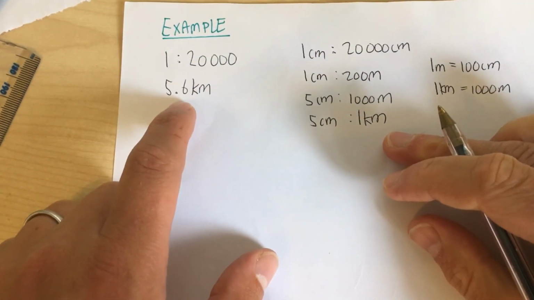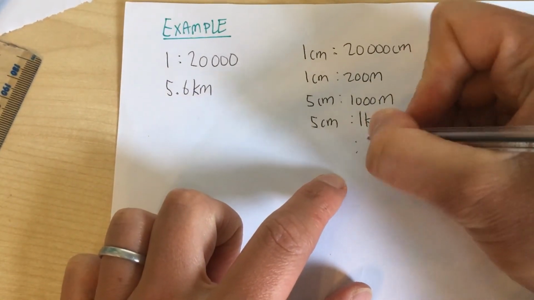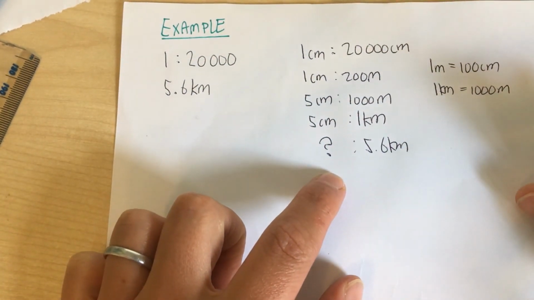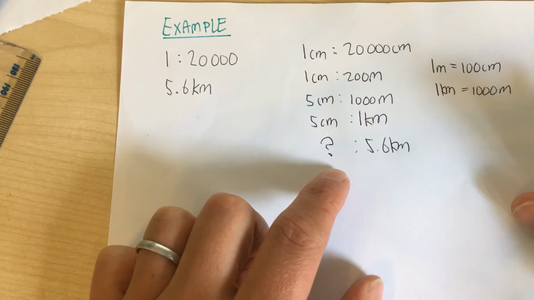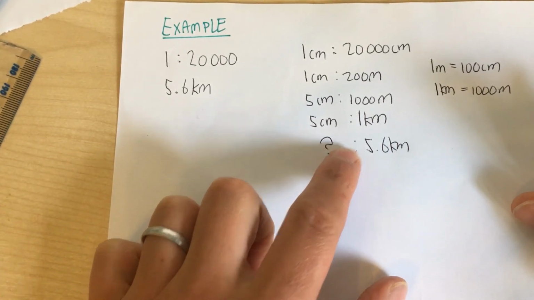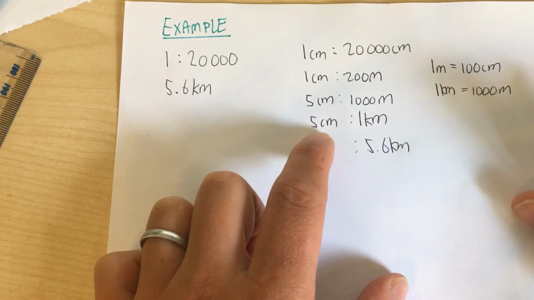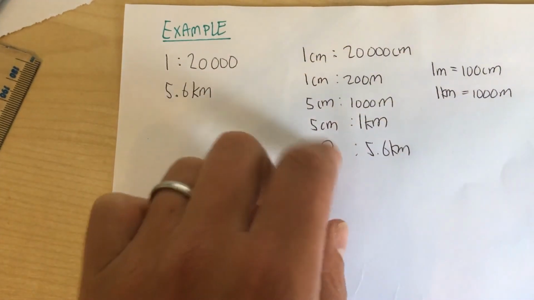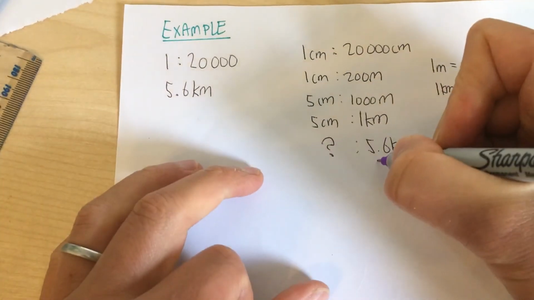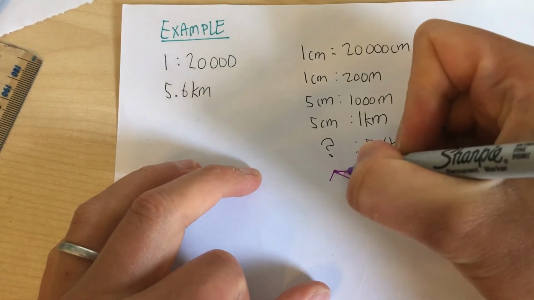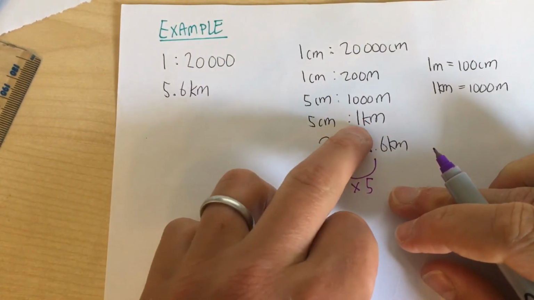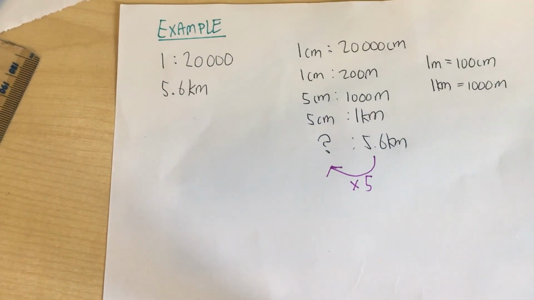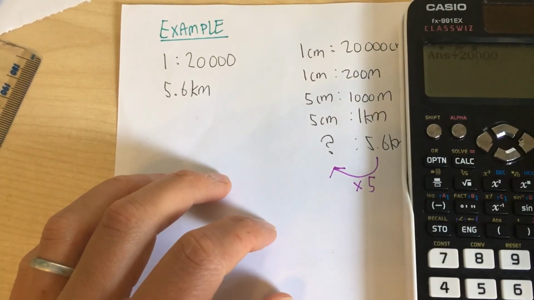Now we have 5.6 kilometers, and we need to work out how many centimeters that is on the map. So what calculation are we going to do? 1 kilometer, 5 centimeters. 5.6 kilometers, well, we need to multiply our 5.6 by 5. 1 becomes 5, so we multiply by 5. So we're going to do that to work out our answer in centimeters.